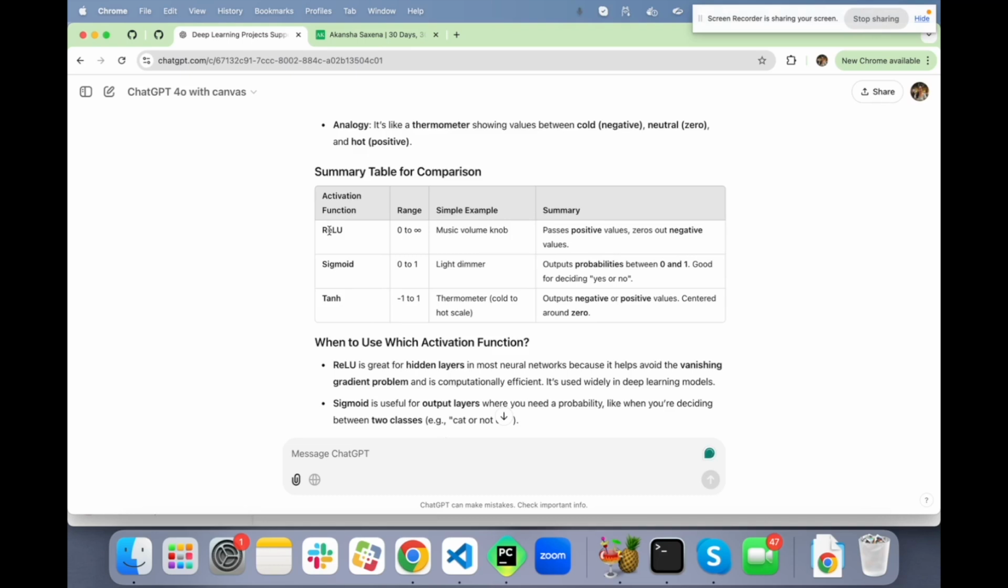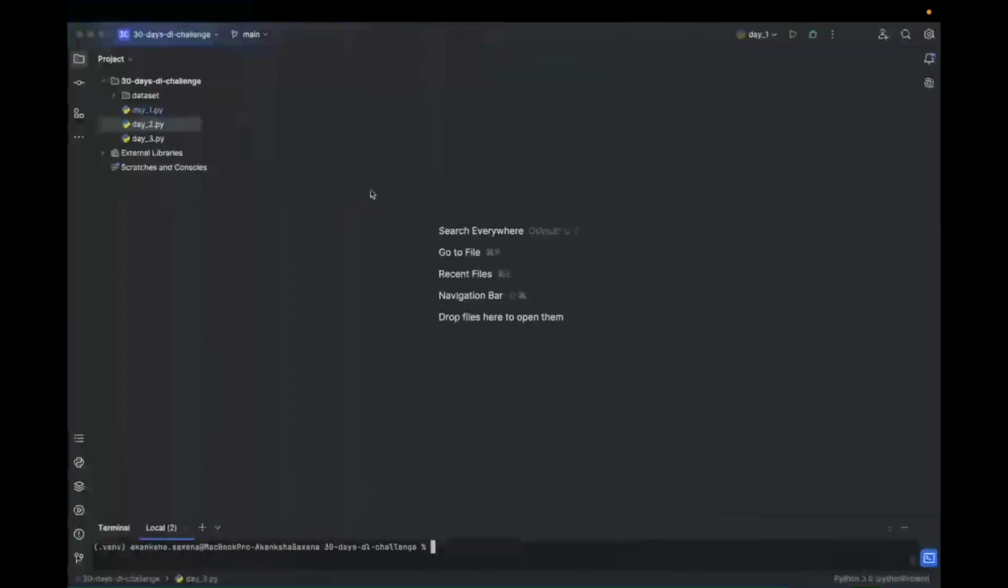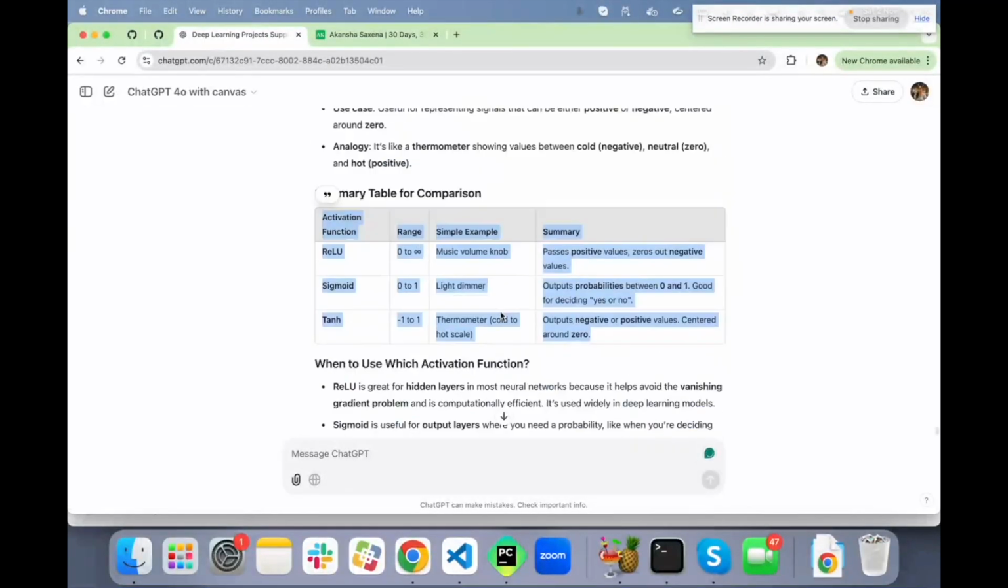ReLU, which means rectified linear unit, outputs only positive values and blocks negative ones. Sigmoid outputs a probability between 0 and 1, deciding whether something belongs towards 1 or towards 0. Tanh, which is hyperbolic tangent, is used when we want to consider negative input as well, showing that it has a negative effect, and positive for positive effect. So there we use tanh. So it makes sense. Let's go and code it up.